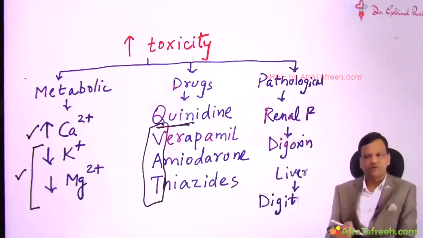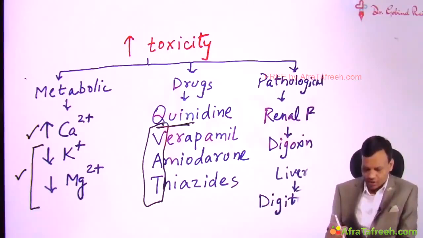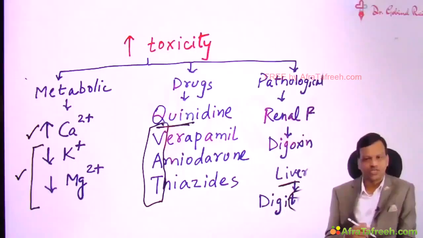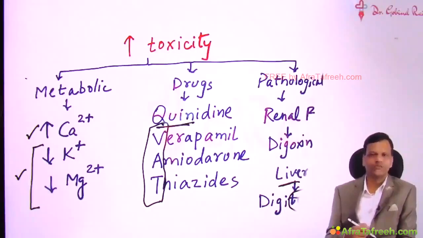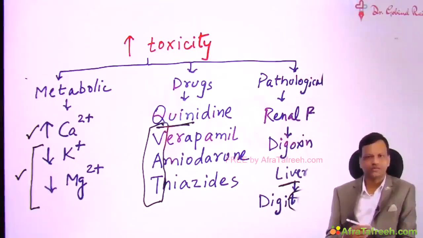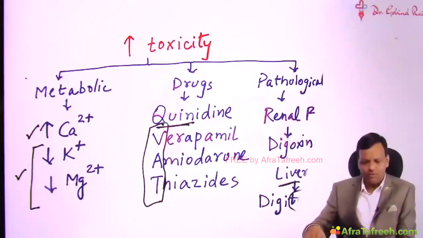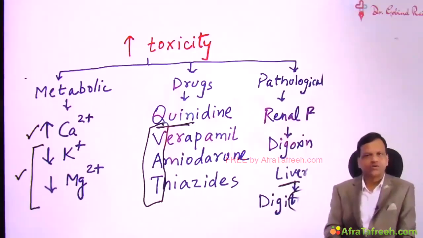Now, the pathological factors we already discussed. If there is toxin in the name, toxins are metabolized by the liver, so there will be toxicity in case of liver failure. The other drug, digoxin, will become toxic in renal failure. So these are the important points regarding digitalis toxicity.